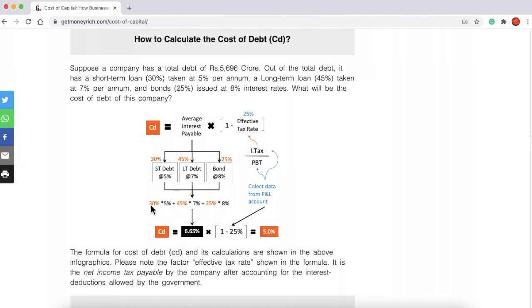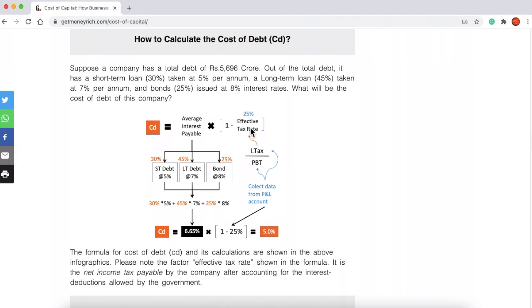So the weighted average of these, the weighted interest that they have to pay on their overall debt load, is this: 30% into 5, 45% into 7 plus 25% into 8%. So this becomes 6.65%. Remember the formula for cost of debt: average interest payable. Average interest payable is, this is what we have calculated, 6.65 into 1 minus effective tax rate.